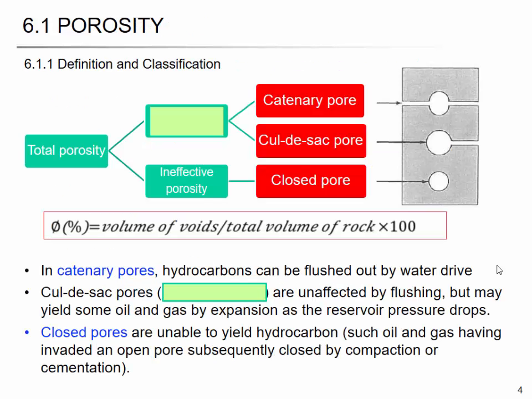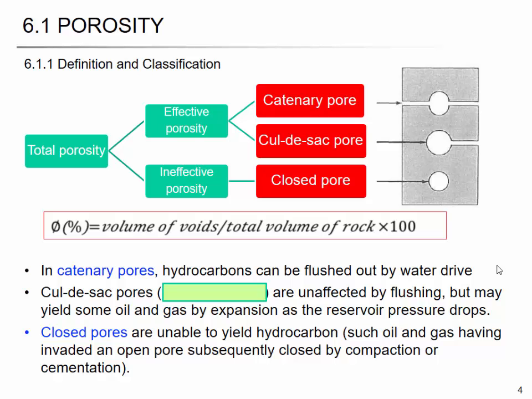So there are many types of porosity. And the general definition of the porosity is what? The void volume or the pore volume over the total volume, right? And you multiply by 100%. So you express the porosity as a percent number. And there are effective porosity and ineffective porosity depending on whether the pore is connected or not.